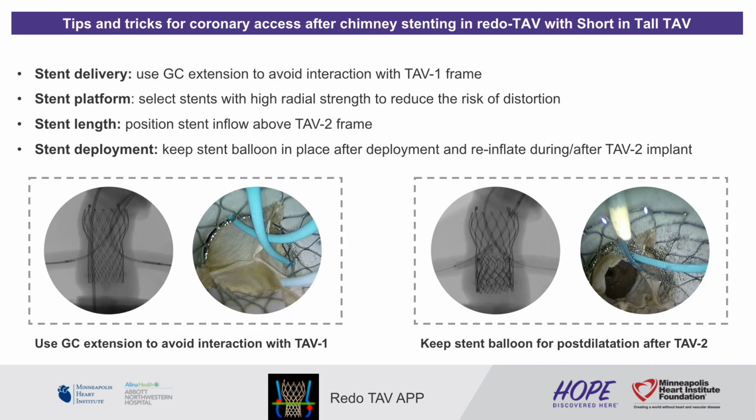These are some tips and tricks to perform an effective chimney stenting in redo TAV with short in tall TAV. First, use guide catheter extension to avoid interaction with TAV1 frame when delivering the stents. Then select stents with high radial strength to reduce the risk of distortion. Position the stent inflow above TAV2 frame and keep stent balloon in place after deployment in order to be able to re-inflate during or after TAV2 implant.